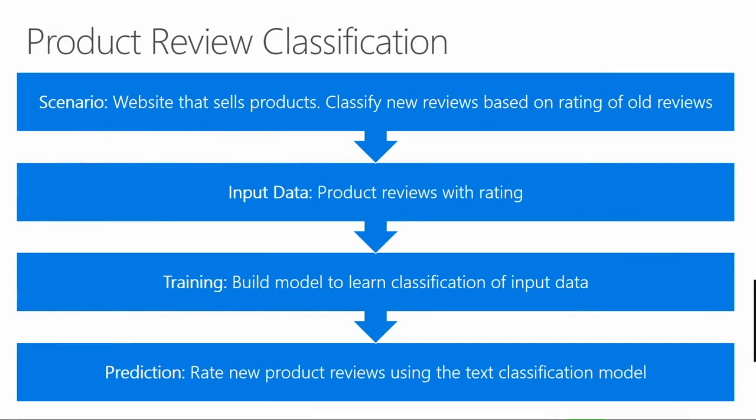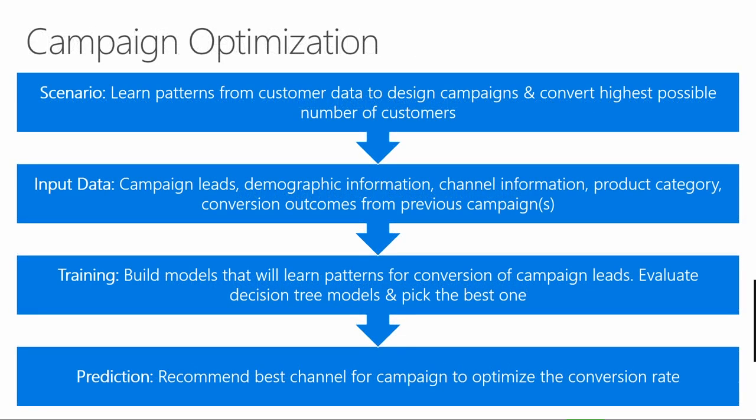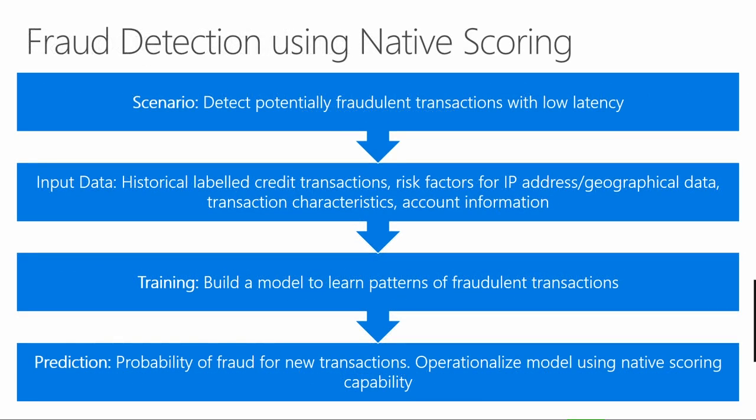So these are some examples of what you can do. For example, classification: classify new reviews based on the old rating reviews, using a text classification model, which actually exists. Campaign optimization, so targeting the right customers rather than just bombarding. We all hate spam, so the more targeted it is, the better. Fraud detection, which is quite important, especially for insurance or banks or even services, making sure that you can avoid these fraudulent transactions.